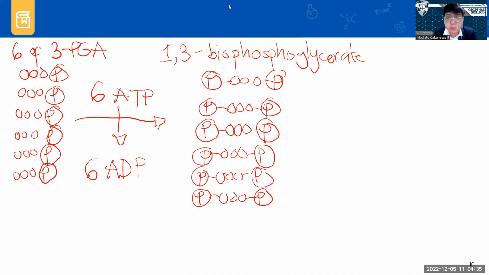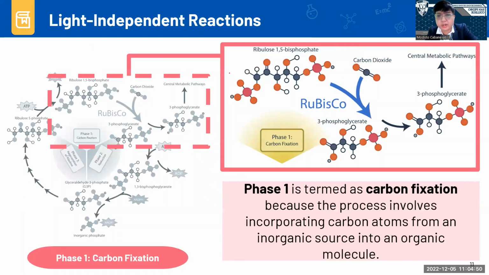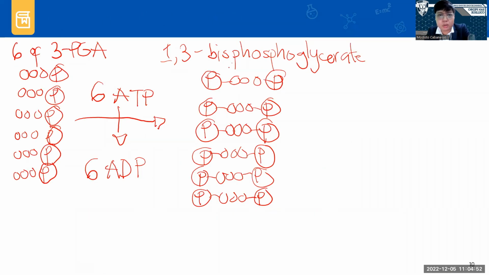May order po ba yung 1,3, sir? Anong order yun? 1,3, yan yung order niya kasi mag-start talaga kayo sa number 1. So, 1,3. So, order niyan, ito, 1, 2, 3. Ganyan. 1,3.